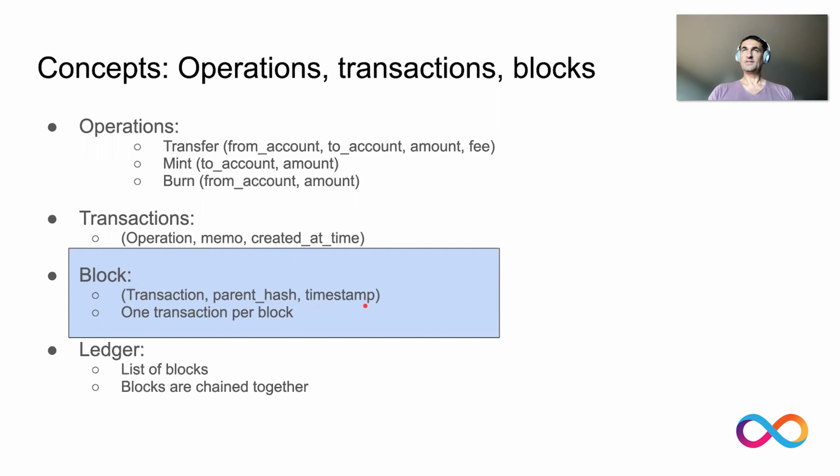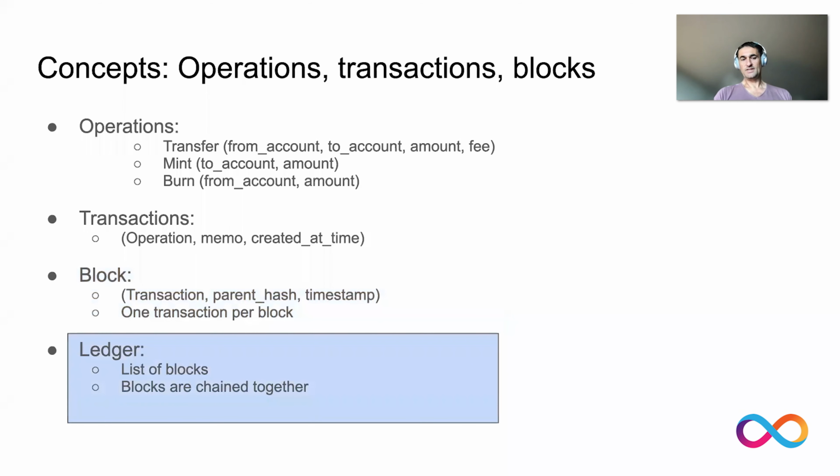This is the time at which the block has actually been written to the ledger, and a parent hash. And I'm going to explain what this parent hash is in just a little bit. Essentially, this is what helps us chain the transactions together. So finally, the ledger is simply a list of blocks, and these blocks are chained together, as I'm going to explain on the next slide.